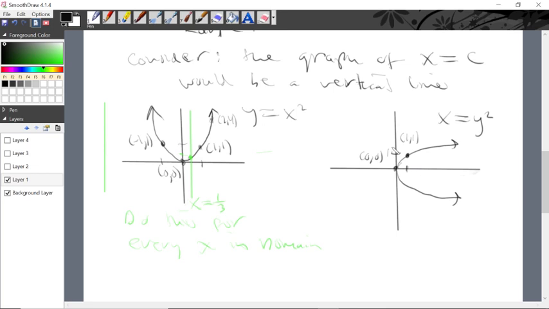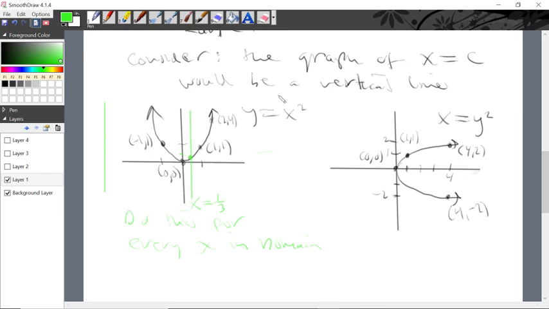If y is equal to 2, then the x value would be equal to 4. So maybe 2, 3, 4. This would be the point with coordinates (4, 2), for example. But also, if the y value is equal to -2, this point would have coordinates (4, -2).